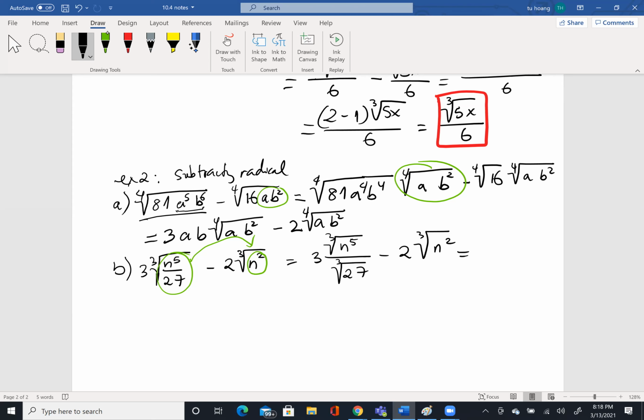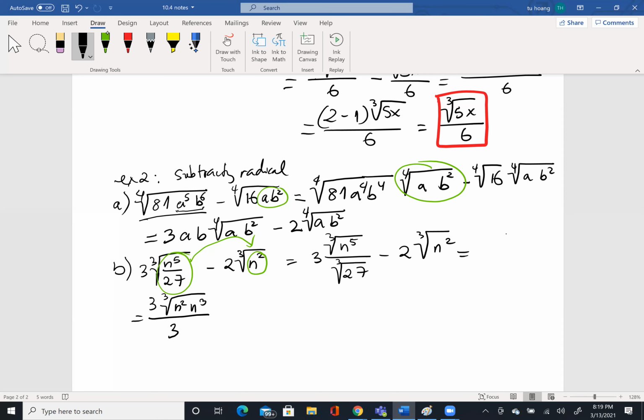Let me put 3 on top here. 3 times the cube root of n to the power 5 becomes n to the power 2 times n to the power 3. You know what? Let me rewrite it on the next row. 3 times cube root of n to the power 2 times n to the power 3, because n to the power 2 times n to the power 3 equals n to the power 5, right? And divided by cube root of 27, which is 3.